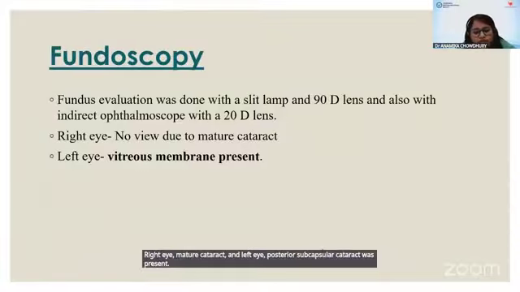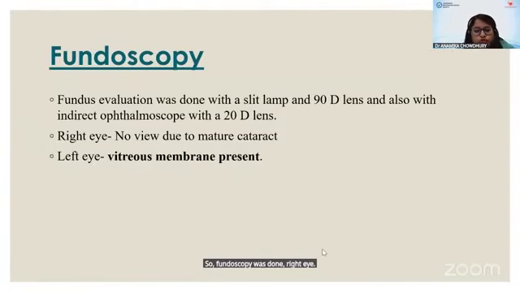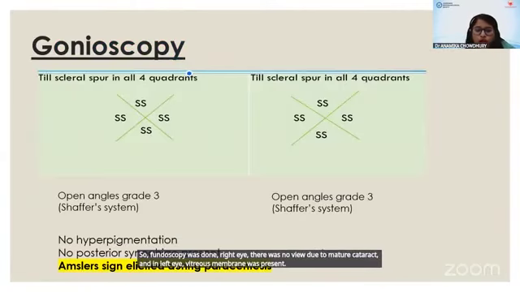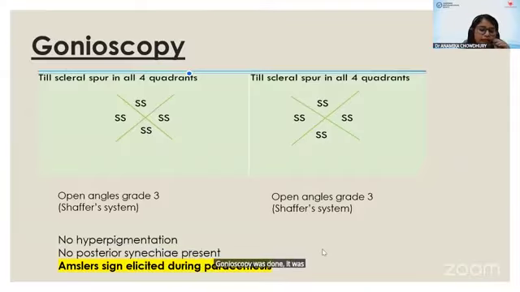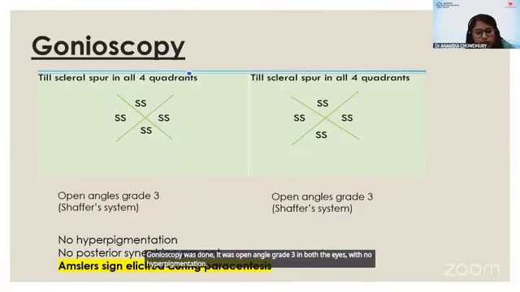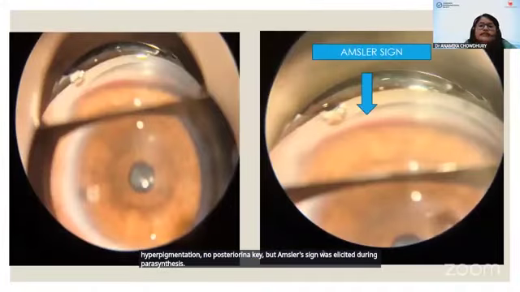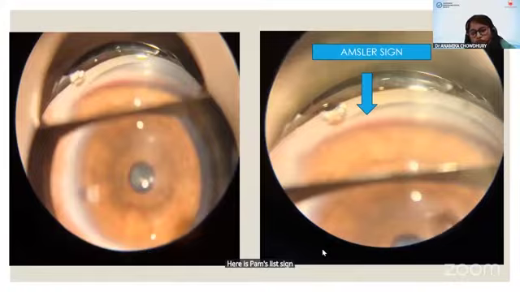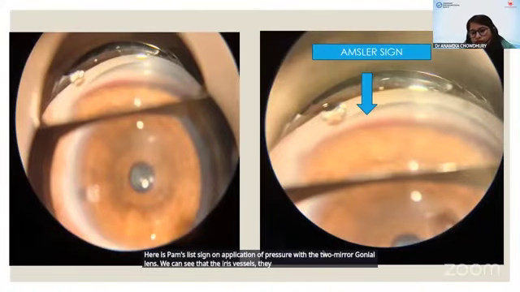So fundoscopy was done. Right eye, there was no view due to mature cataract, and in the left eye, a vitreous membrane was present. Gonioscopy was done. It was open angle grade 3 in both the eyes with no hyperpigmentation, no posterior synechia, but Amsler's sign was elicited during paracentesis. Here is the Amsler's sign. On application of pressure with the 2-mirror gonio lens, we can see that the iris vessels started bleeding, as evident from the picture.